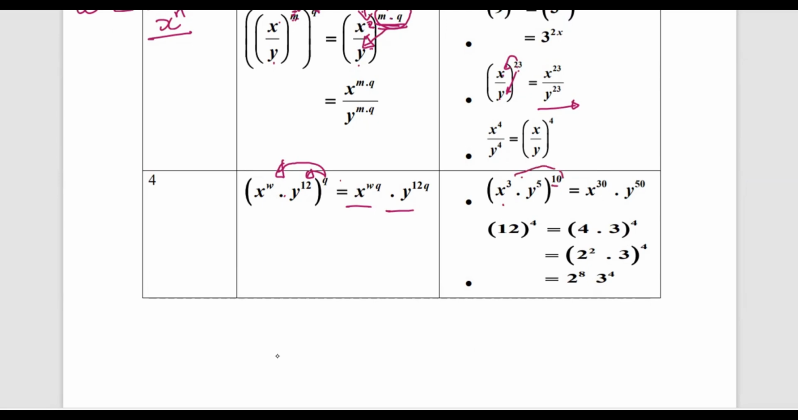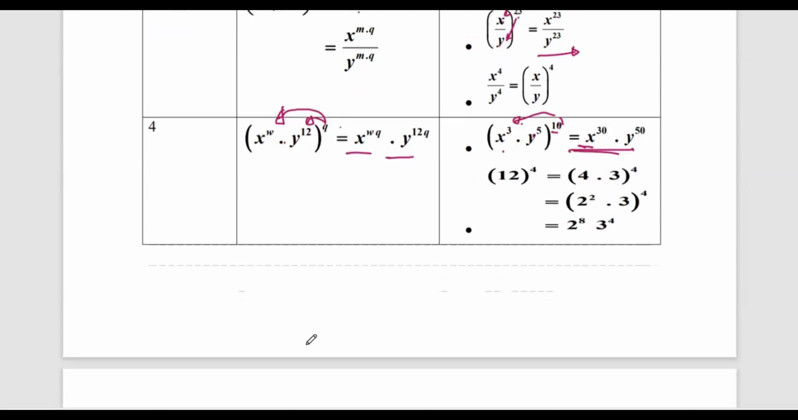So this 10 affects the 3, so it's going to be 3 times 10, which is 30, 5 times 10, which is 50. All right, so that is how we work out that.